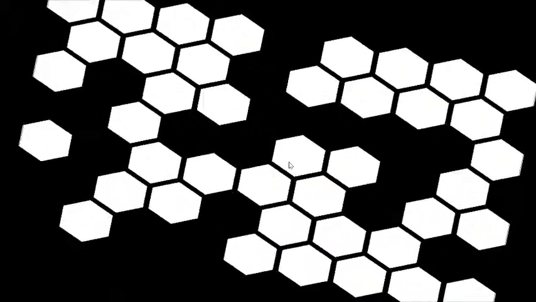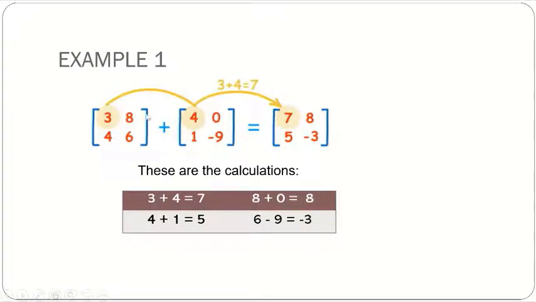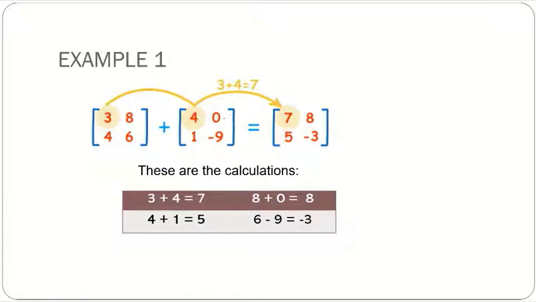Okay, let's see the example. First, example 1. This is the version for addition. We have the first matrix, let's say A, and then we have the second matrix, let's say B. In order to get position 1 1, you have to add the same position from the first matrix with the same position from the second matrix. For example, you have 3 plus 4 equals 7, same as the rest of the positions. So 1 2 here, 8 plus 0 equals 8. So these are the calculations as you can see in this table.